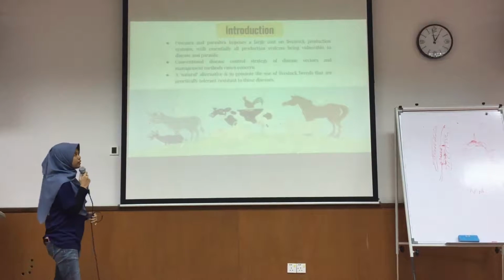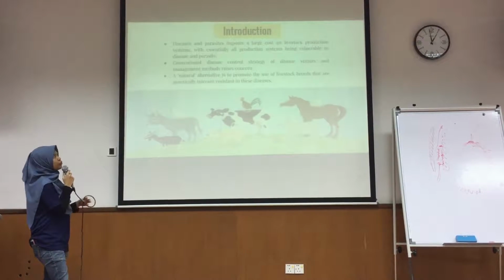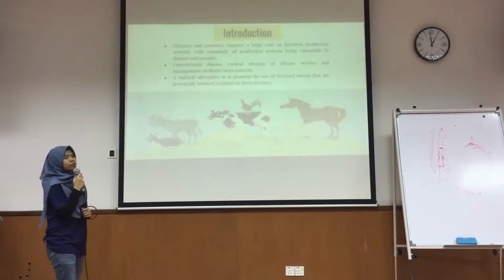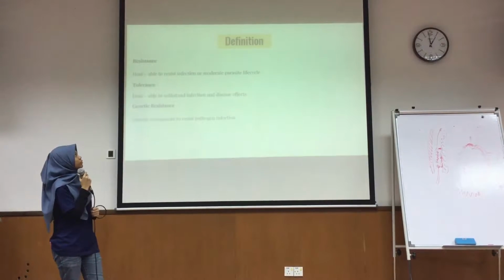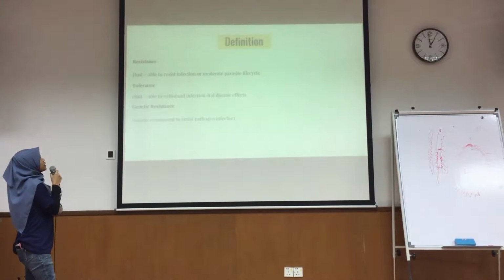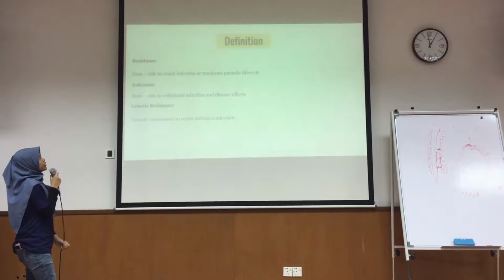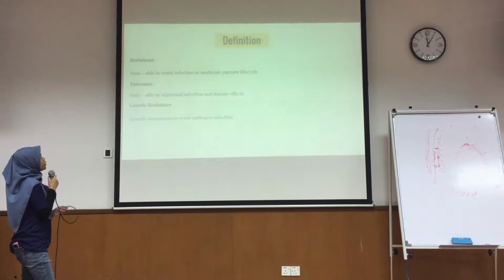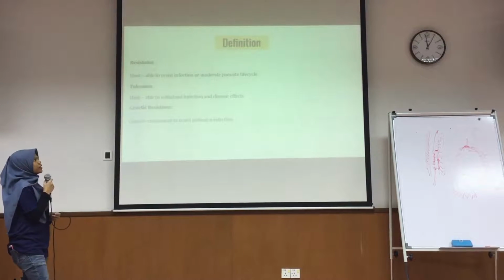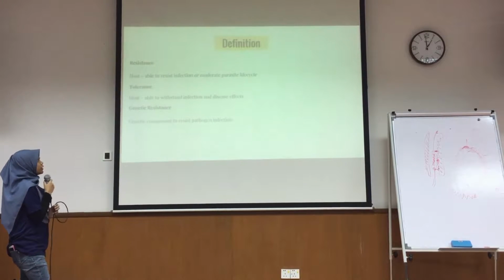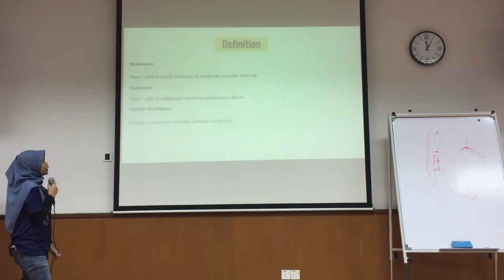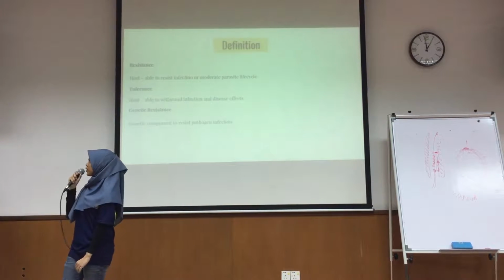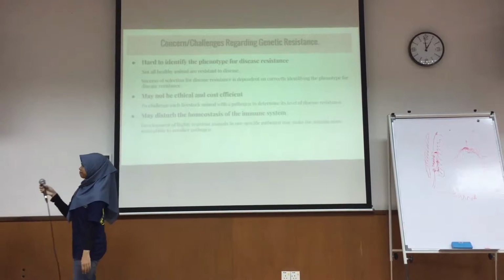So another alternative is to promote the use of livestock breeds that are genetically tolerant or resistant to these diseases. By definition, resistance is the host's ability to resist infection or moderate the parasite life cycle, and tolerance is the host's ability to withstand infection and disease effects. As for genetic resistance, it is a genetic component to resist pathogen infection. That's all from me, and I would like to pass on to continue the presentation.